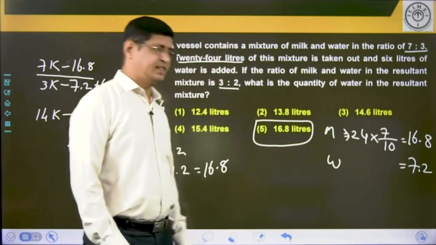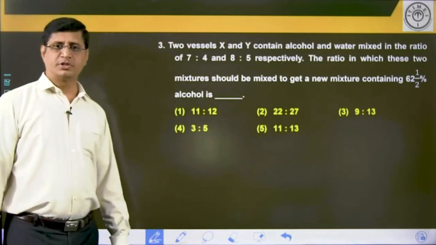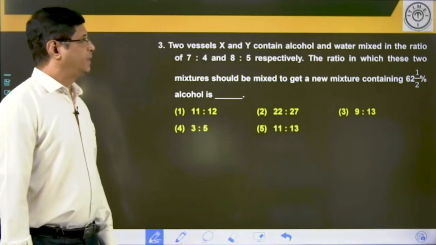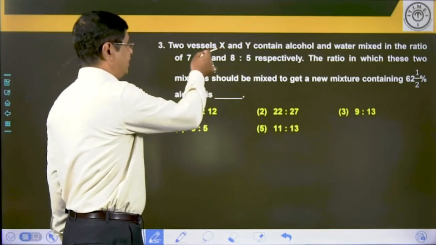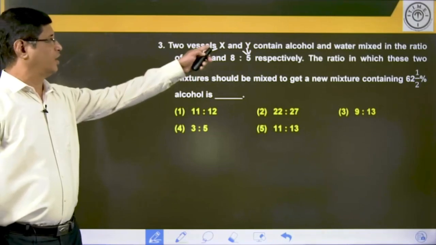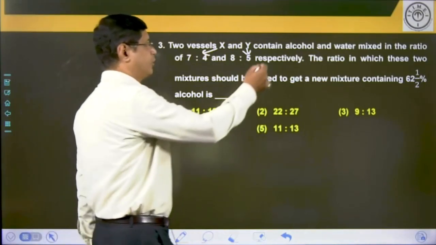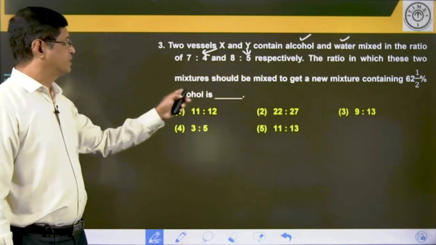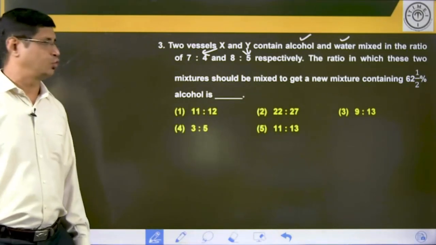Okay. Now, look at the next example on your screen. Question number 3. 2 vessels X and Y contain alcohol and water mixed in the ratio 7:4 and 8:5. This is the X data and this is the Y data. 7:4 in the X vessel and 8:5 in the vessel Y. What is the content here? Alcohol and water. The ratio in which these two mixtures should be mixed to get the new mixture containing 62 1/2% of the alcohol.